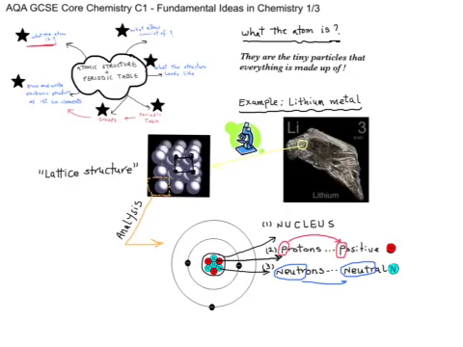The nucleus then has a net overall positive charge. Because protons are positive, neutrons are neutral, so the overall charge of the nucleus is the charge of protons, which is positive.